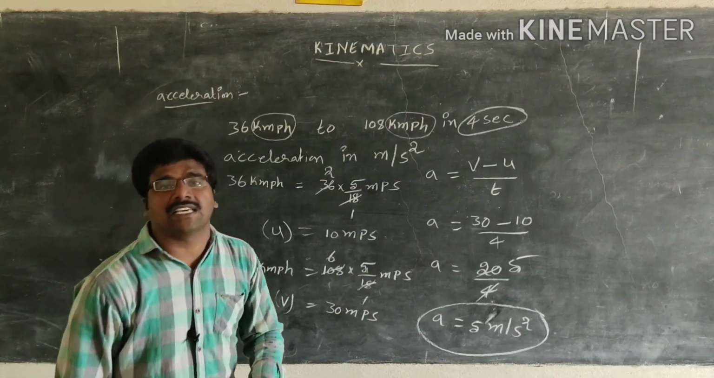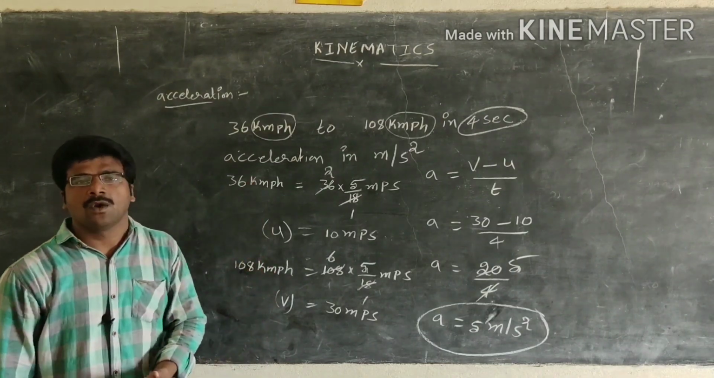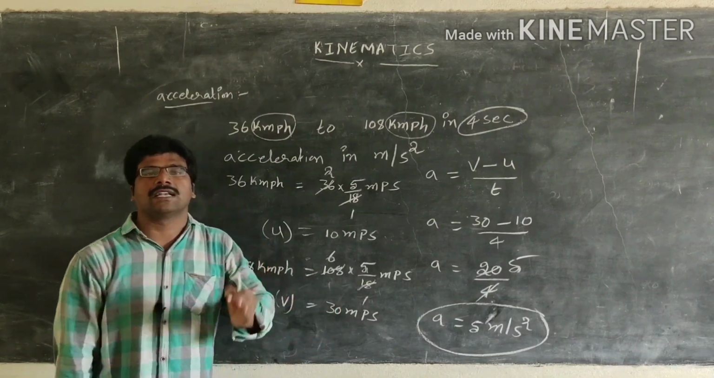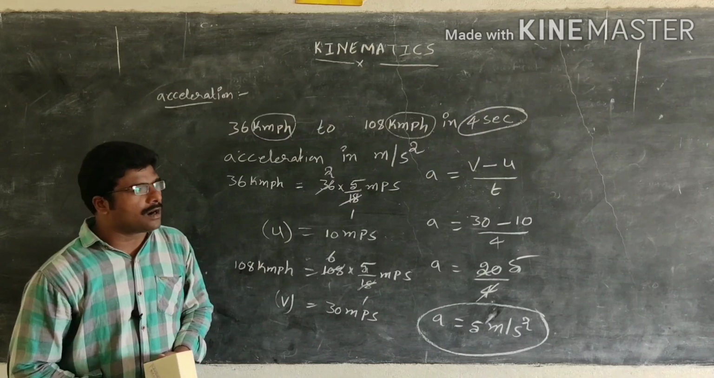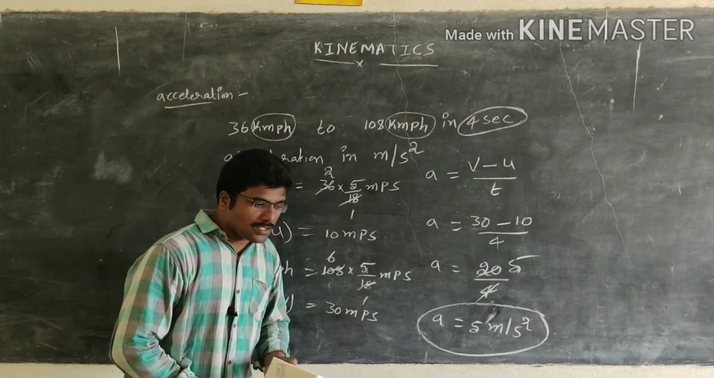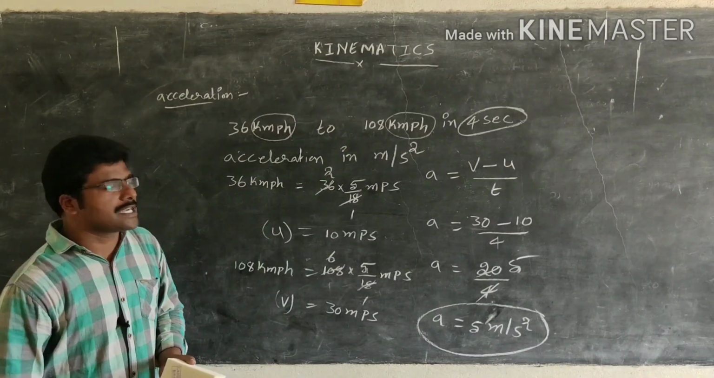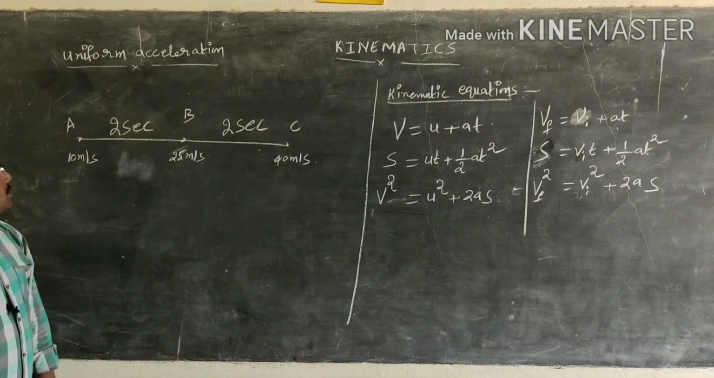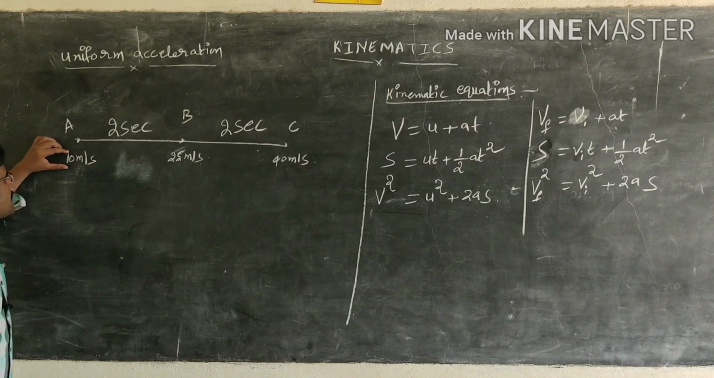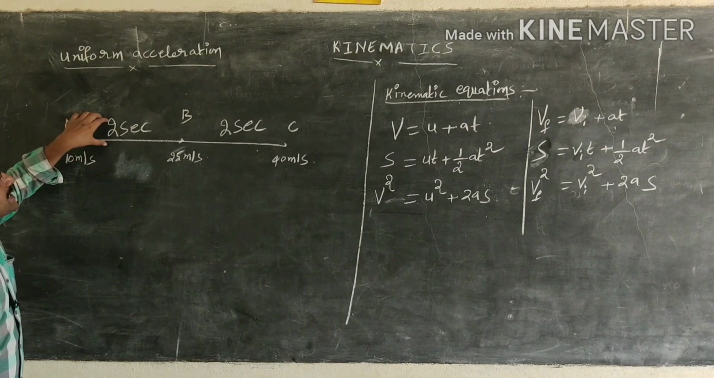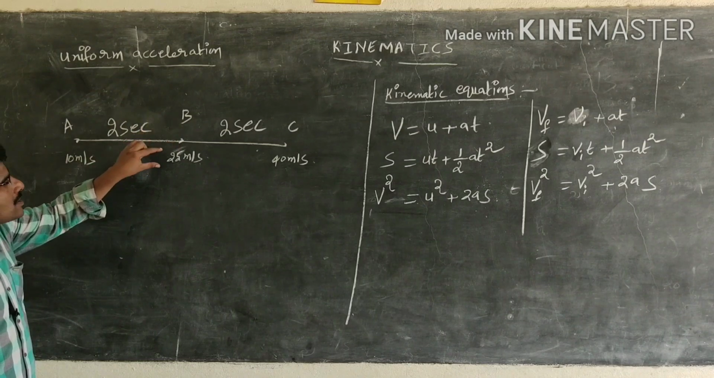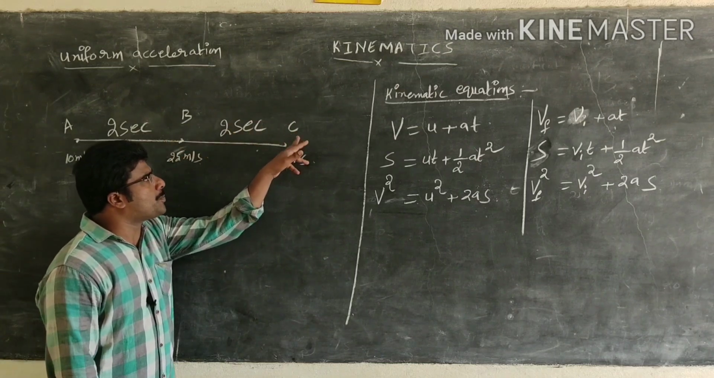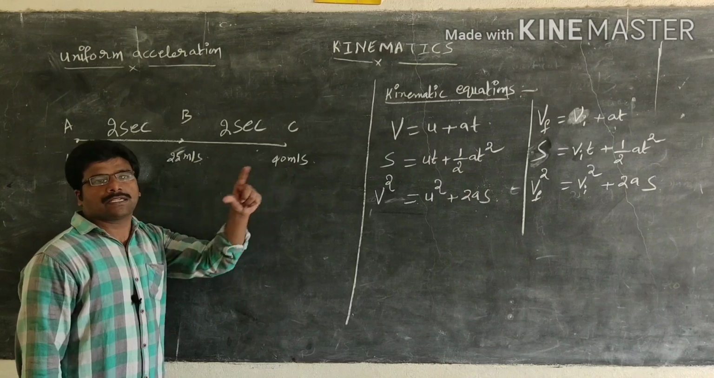In the last class, we said that there are 2 types of acceleration: positive acceleration and negative acceleration. In the same way, there is one more acceleration, that is uniform acceleration or constant acceleration. So what is uniform acceleration? That we are going to see. For a body at point A, let the velocity be 10 meter per second. After 2 seconds, it has reached B with velocity 25 meter per second. After another 2 seconds, it has reached point C with velocity 40 meter per second.